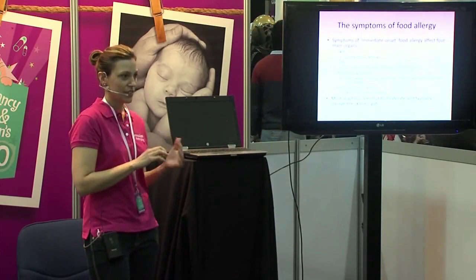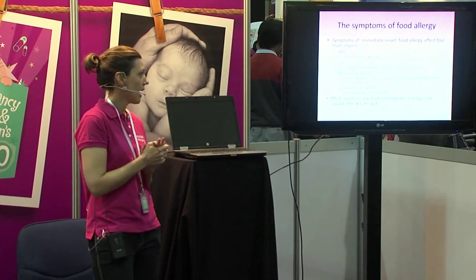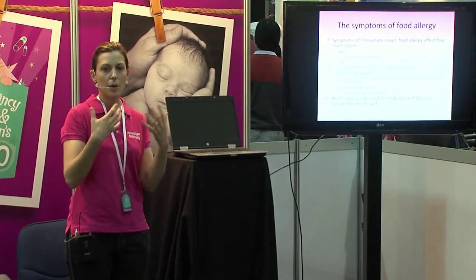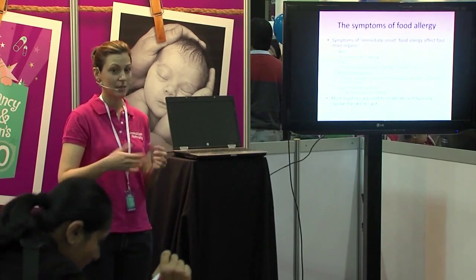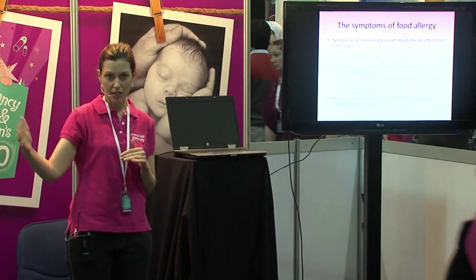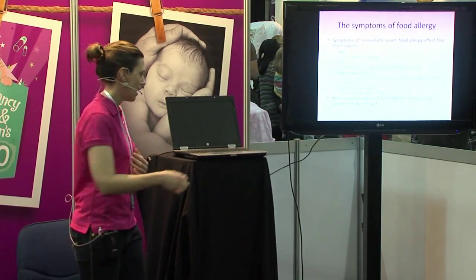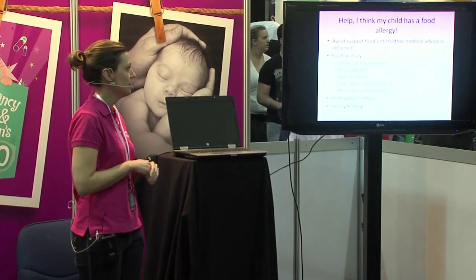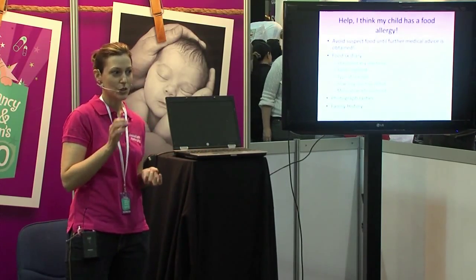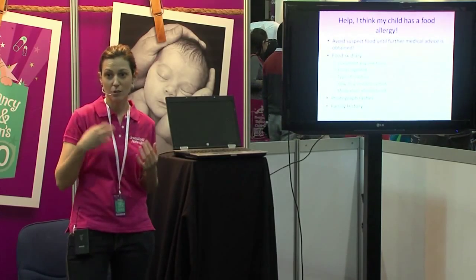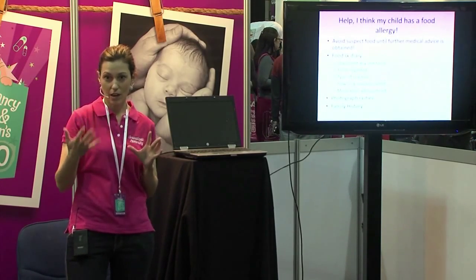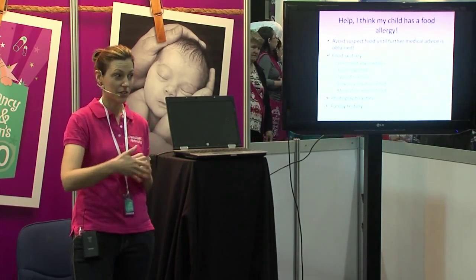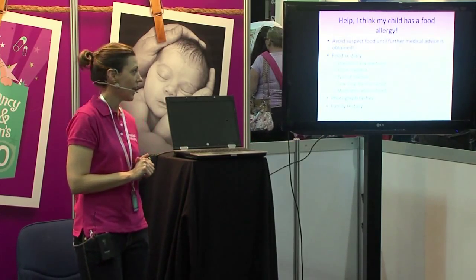Most reactions, as I've said, are mild to moderate, okay, and usually involve the skin and gut. And usually you will have a presentation of a child with skin or gut symptoms before they get the more severe symptoms involving the lungs and the heart. So what do you do if you think, oh no, my child has a food allergy? Well, obviously you should avoid the suspect food until medical advice is obtained. And it should be a priority that you seek medical advice in this instance, okay?